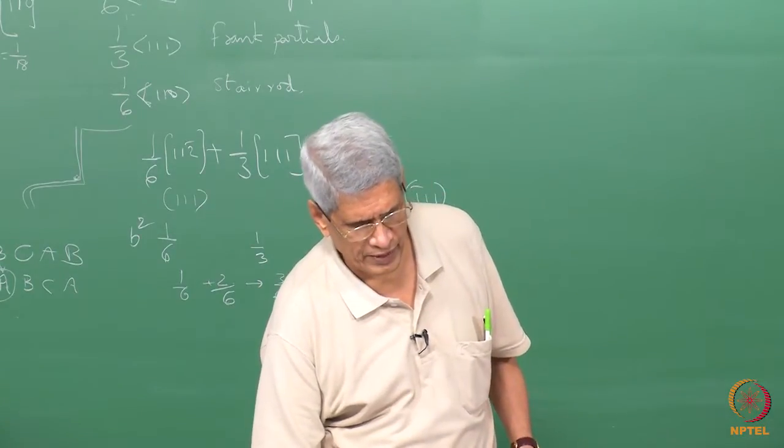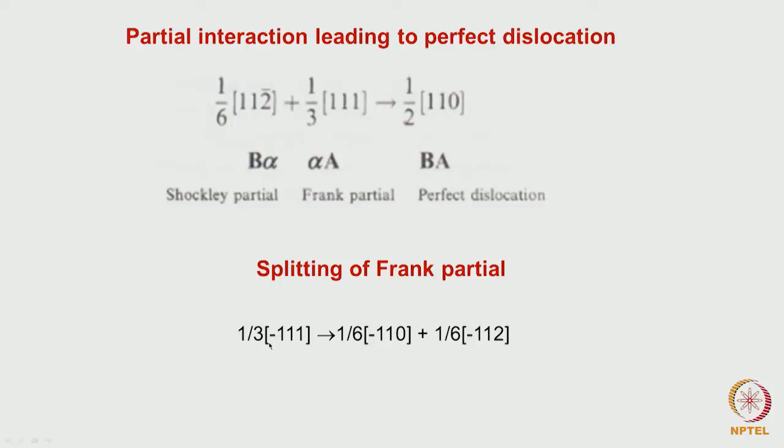Then another one which we consider is that a Frank dislocation itself can split into 1/6 [1 1bar 0] plus 1/6 [1 1bar 2]. This is an interesting one.